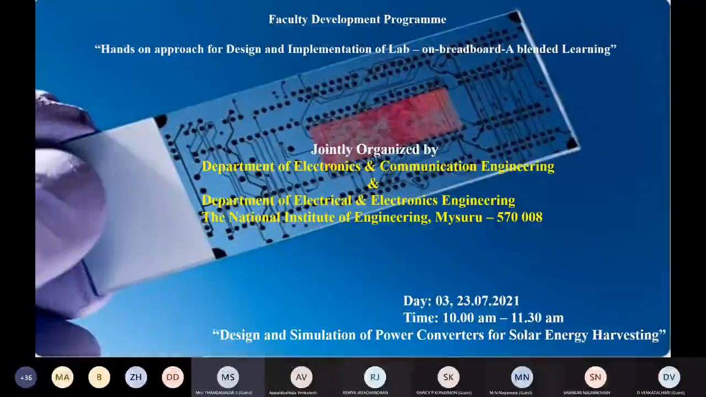And today's schedule is: the morning sessions have design and simulation of power converters for solar energy harvesting, part 1. Later we'll go for the part 2 sessions, that is basics, and then more into the solar energy harvesting systems. In the afternoon sessions, we'll have the hands-on sessions.